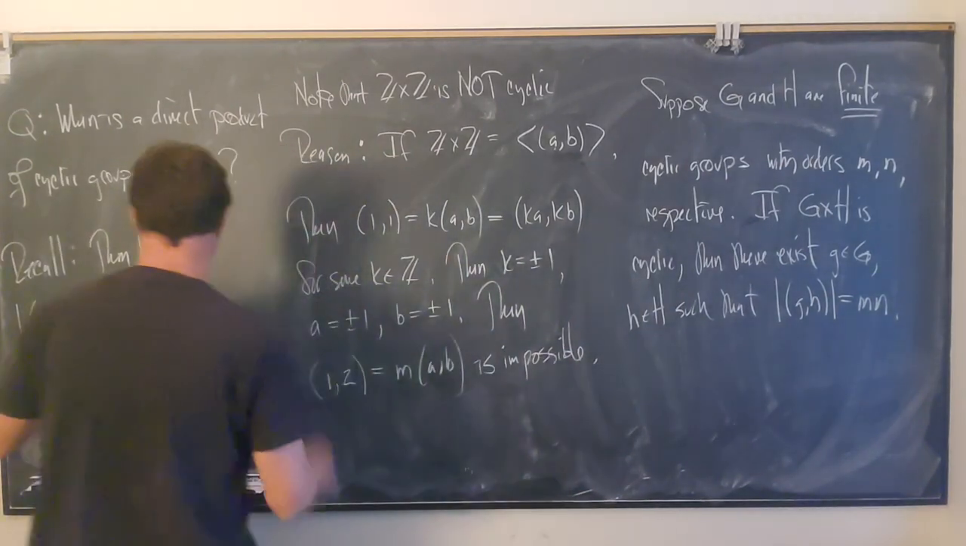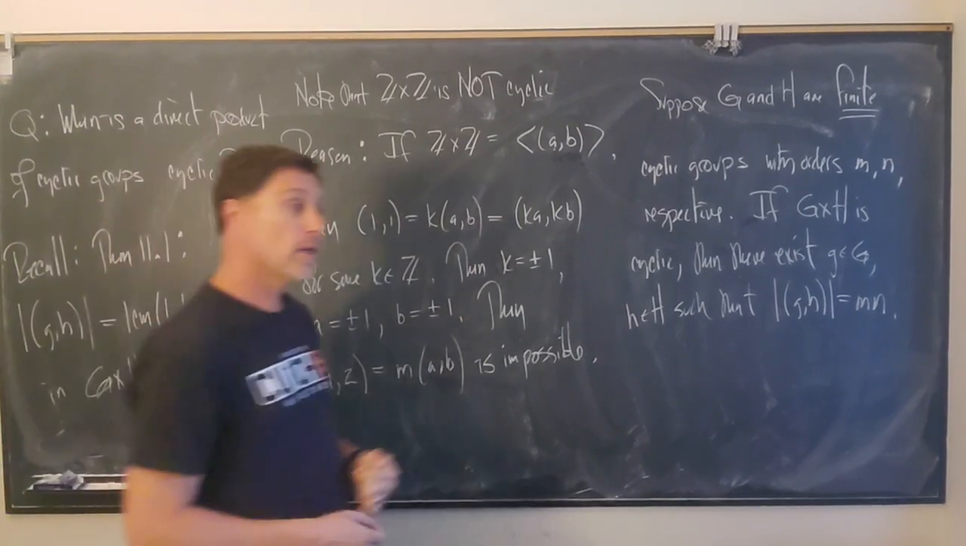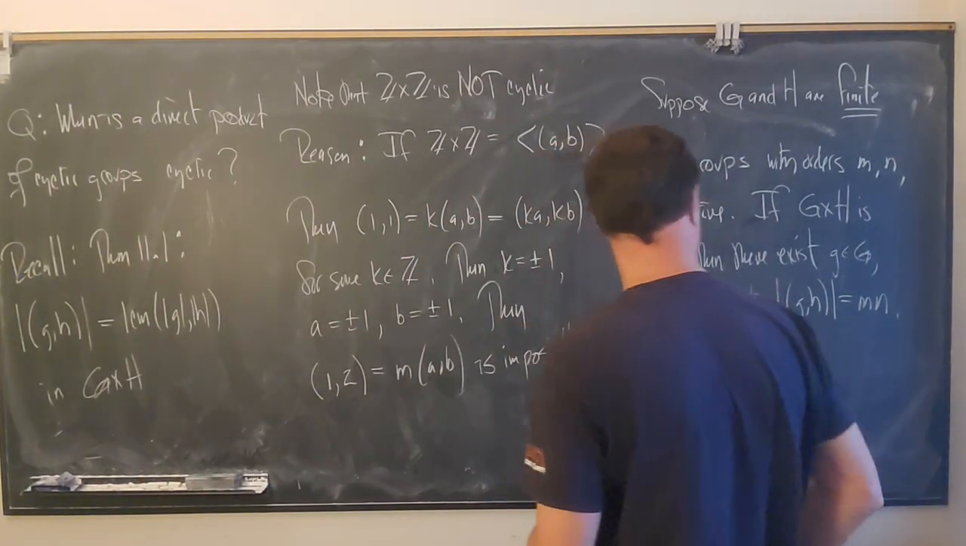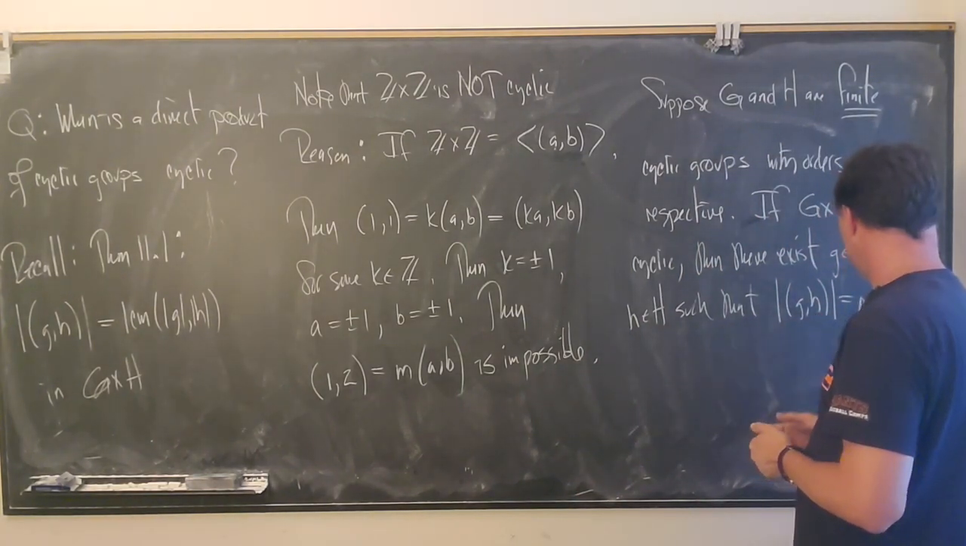And so what does that tell us? Well, from the previous theorem then, we're going to need the least common multiple of those orders to be equal, or what do we need? We'll need the least common multiple of the orders here to be equal to M times N.